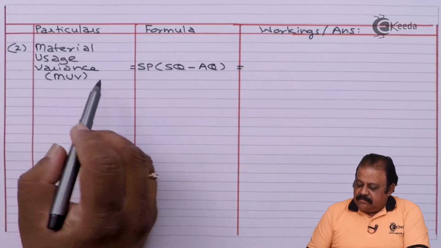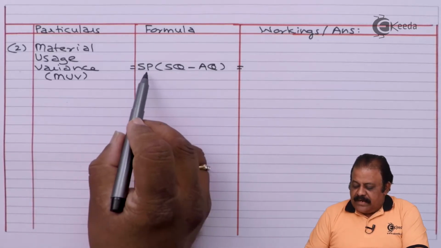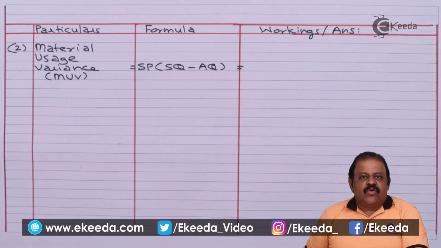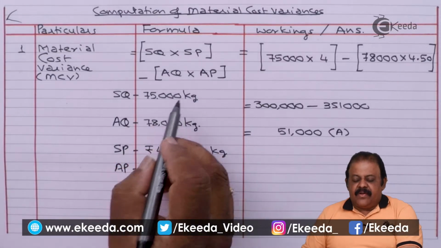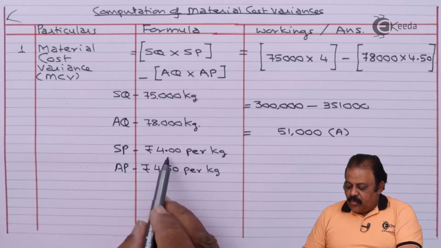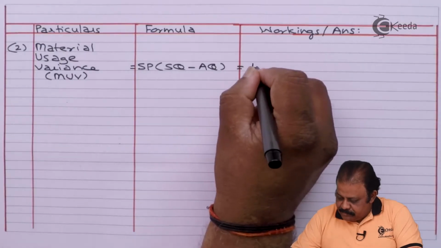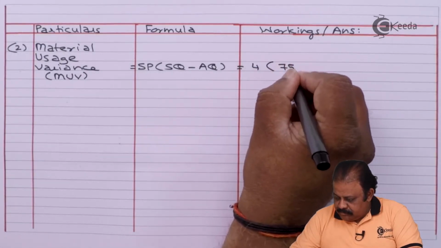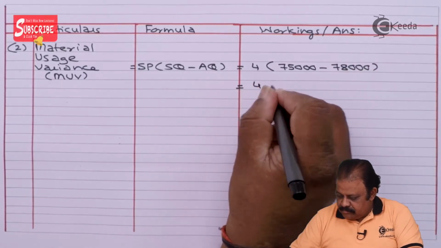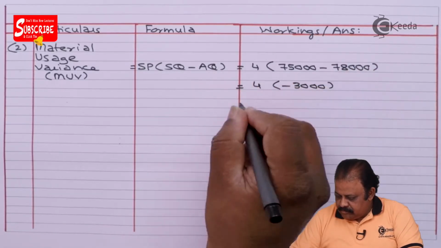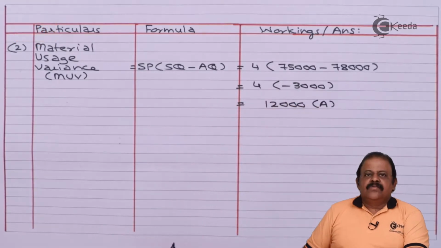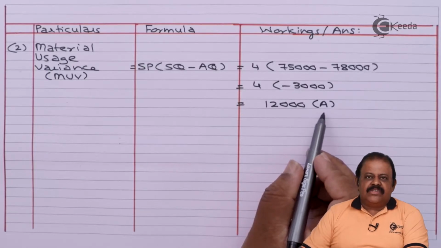Material usage variance is equal to standard price multiplied by standard quantity minus actual quantity. Standard quantity 75,000, actual quantity 78,000, standard price 4 rupees per kg. So it is 12,000 adverse.